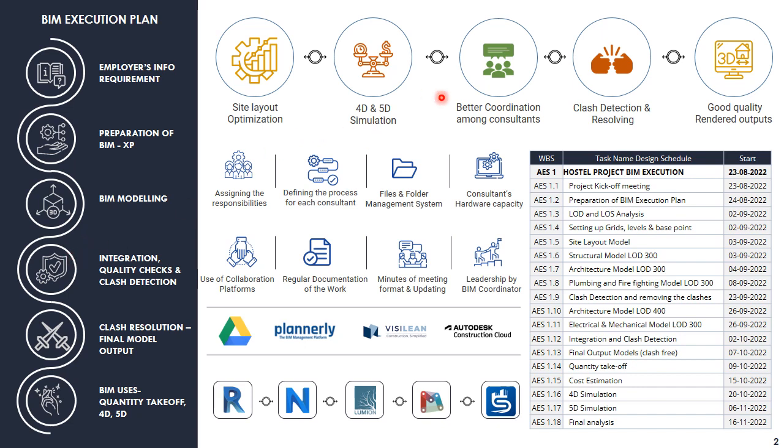These are our BIM goals for this semester, where we tried to optimize the site layout, that is the existing one, and to do some 4D and 5D simulations, and then concentrated on better coordination, clash detection techniques, and getting some rendered outputs of the project. I have also shown the different strategies we adopted, the collaborative platforms we worked on, and the software we used in the semester. And on the right hand side, you can see our design schedule prepared for this project.